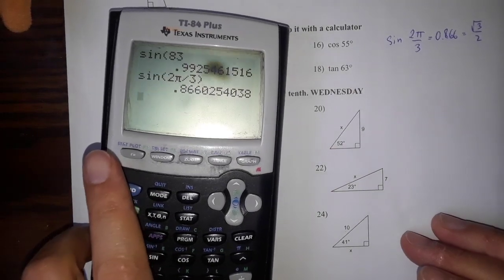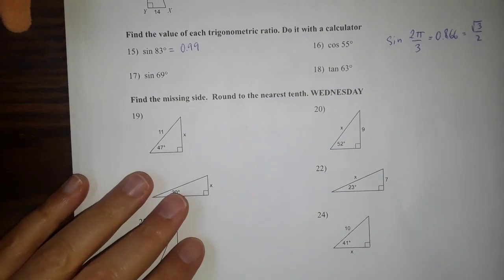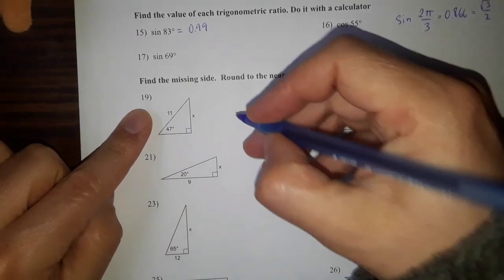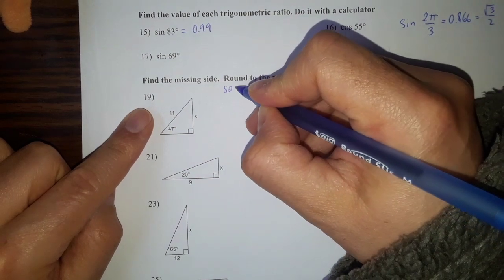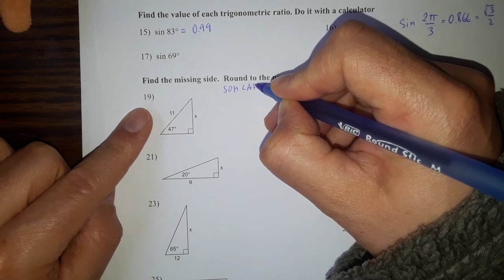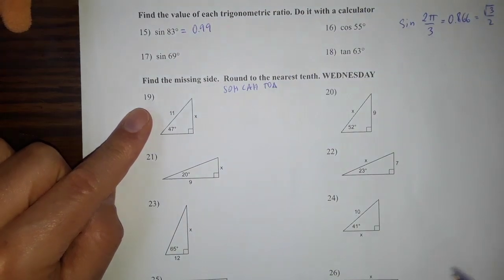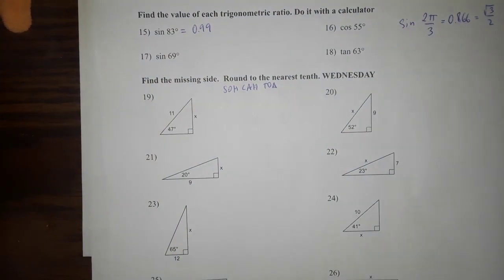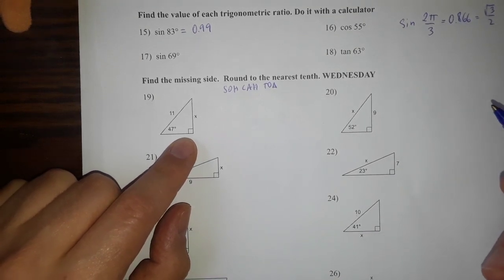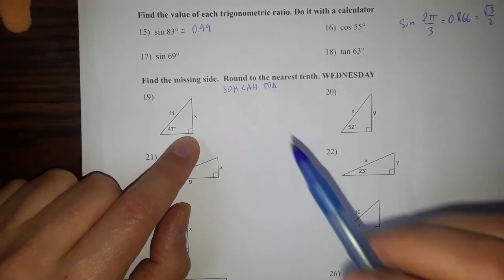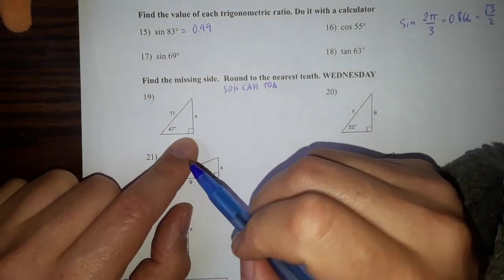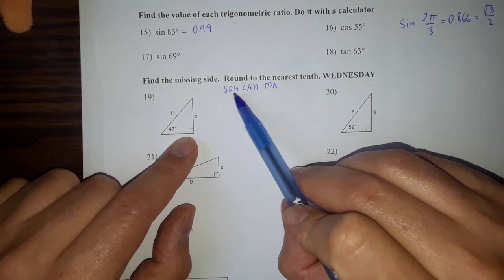And I will also explain how to solve this type of problem, which again is just a SOHCAHTOA problem. It's sine, cosine, tangent. We have to find the missing side. So first of all, you have to evaluate if you have to use sine, cosine, or tangent for each one of these problems. So how do we know? How do we know if we use sine, cosine, or tangent?